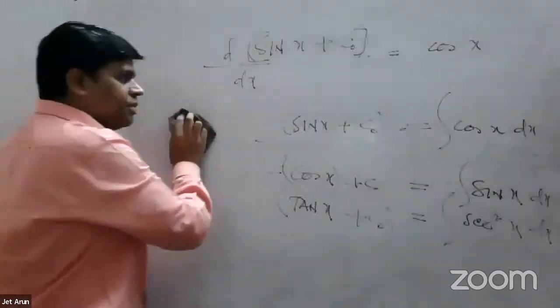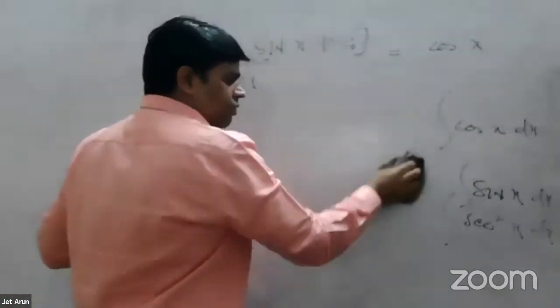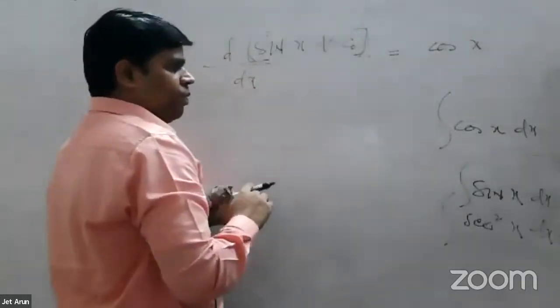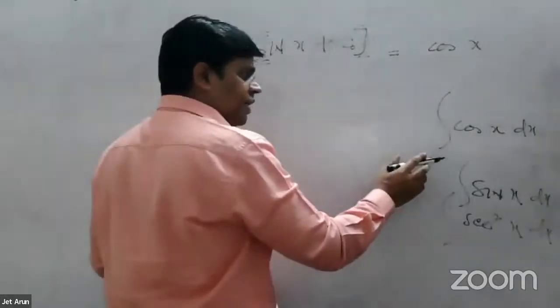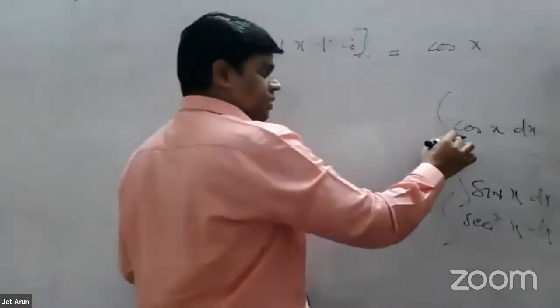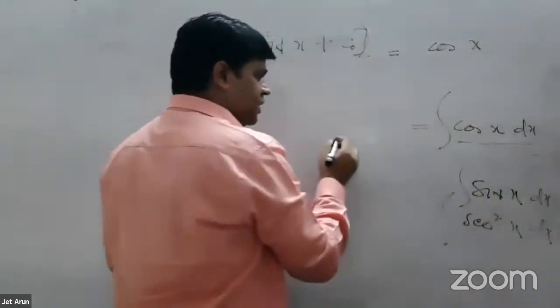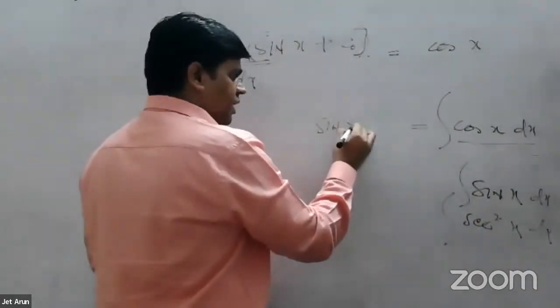Now look at this, students. This is called indefinite integral. Indefinite integral means I don't have any limits between which I'm integrating. I've got a function, I integrate that with respect to x, which is cos x dx, that will result in sin x plus c.